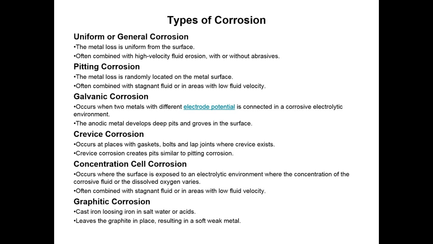Galvanic corrosion is when you have contact between two different metals, which can be correlated by their electric potential. Crevice corrosion and concentration cell corrosion are attributed to cracks, to crevices, to areas where you have a higher concentration of corrodant. Another example is graphitic corrosion, which can be loss of carbon on the carbon steel, thus weakening the metal.